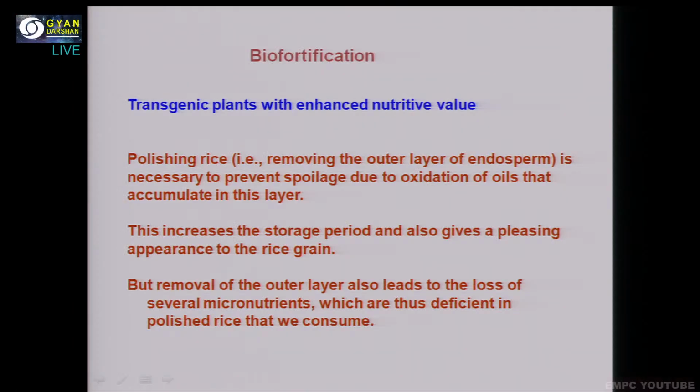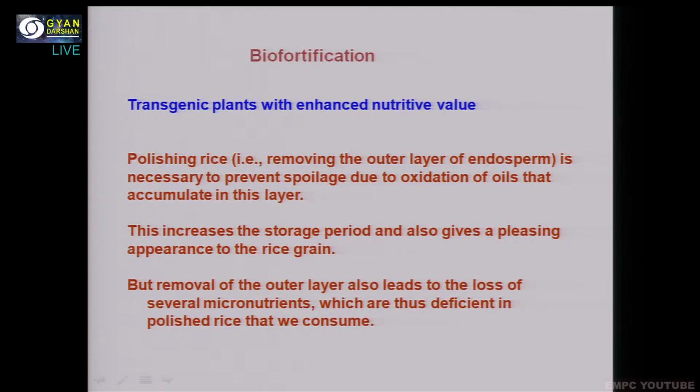fruitful results. Now, the next aspect of these genetically modified crops is biofortification. What is meant by biofortification? What is meant by fortify? Fortify means enhancement. So, what are you enhancing? You are enhancing the nutritional value of a particular crop. So, I will take two cases here. One is golden rice and another is the ferritin rice or the iron enriched rice.